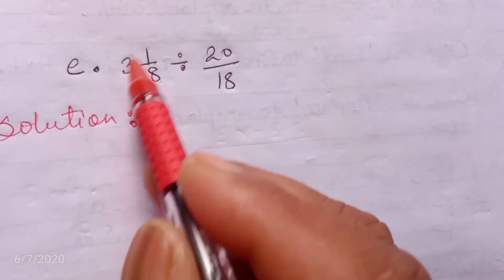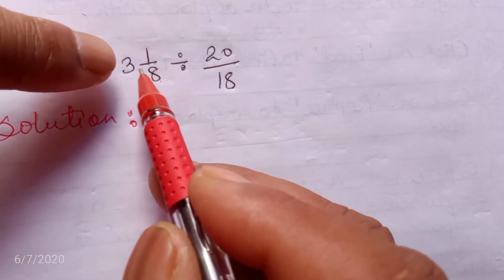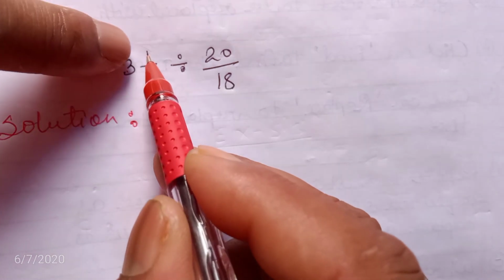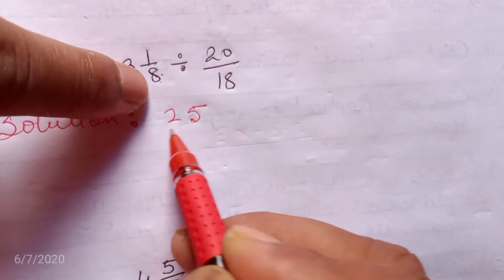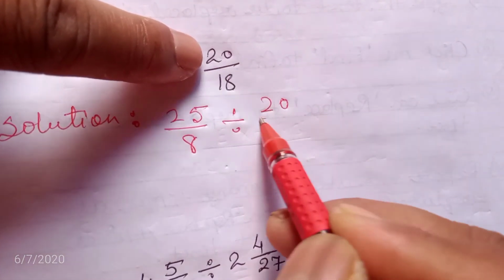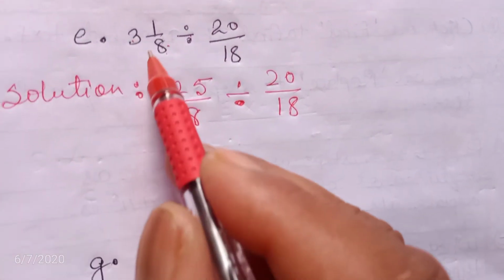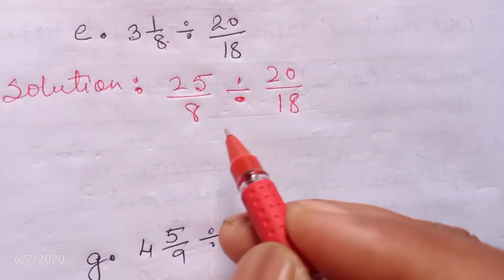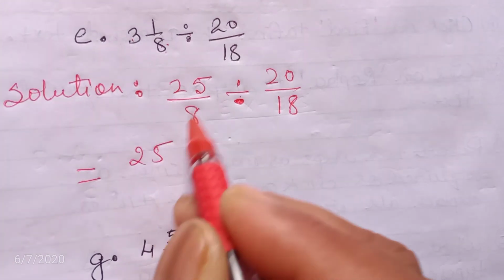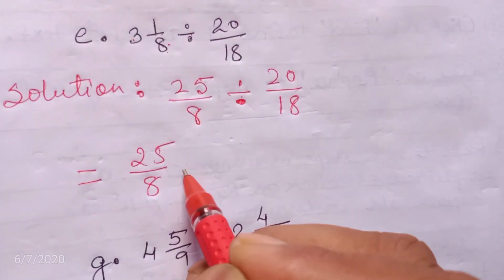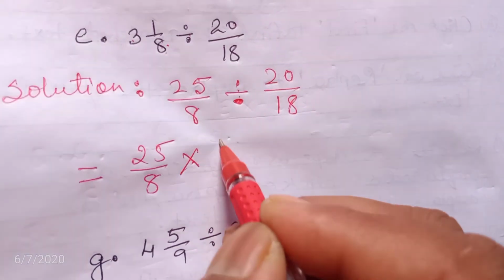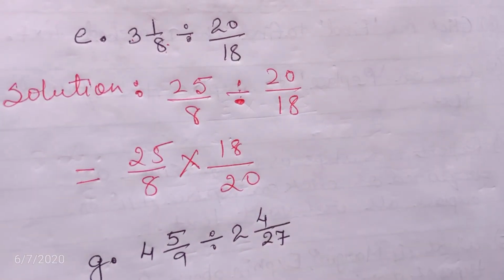Next question, 3 whole 1 by 8 divided by 20 by 18. This is a mixed fraction, students, so first convert it into an improper fraction. You can directly convert by reading the table. 3 eights are 24 plus 1 is 25, so write 25 divided by 8 and the division sign 20 by 18. So first we converted the mixed fraction into an improper fraction. Now convert the division sign into a multiplication sign. So write 25 by 8 as it is, multiply, the opposite of division is multiplication, and the reciprocal of 20 by 18 is 18 by 20.